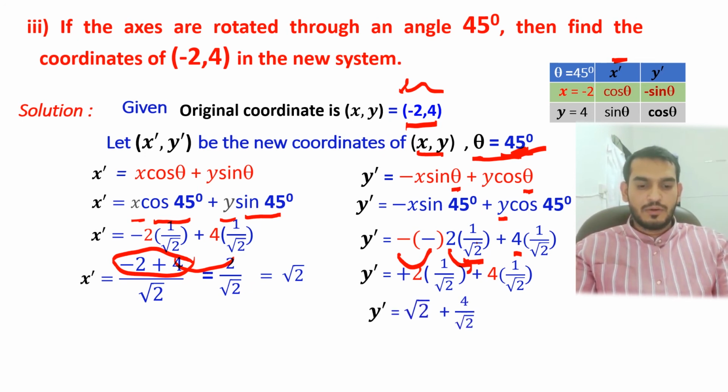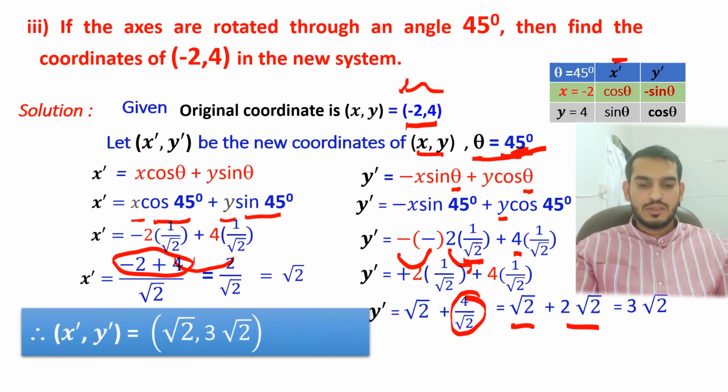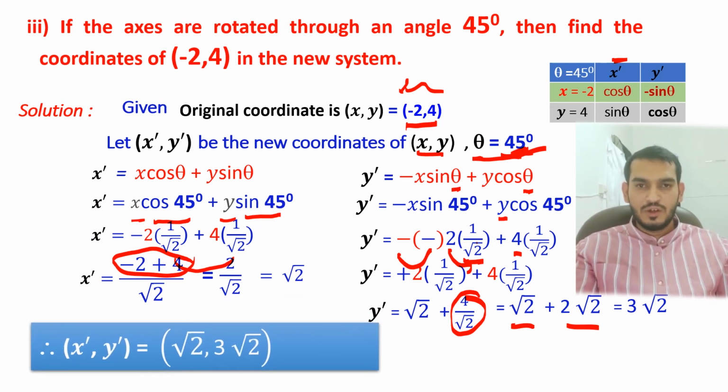Now 4 by root 2 can be written as 2 root 2. So we will write y' = root 2 + 2 root 2. Root 2 plus 2 root 2 is equal to 3 root 2. Therefore y' = 3 root 2. The new coordinates are (root 2, 3 root 2).